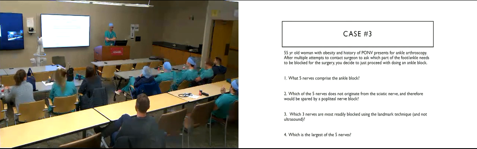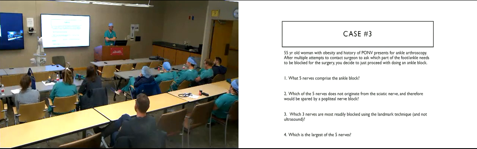All right. Which of the 5 nerves does not originate from the sciatic nerve and therefore would be spared by a popliteal nerve block? That's correct. Now, which 3 nerves are most readily blocked using the landmark technique, i.e. not using the ultrasound? I alluded to this a little bit in the PowerPoint that I sent. You can do landmarks for all of them. If you have an ultrasound, you can block 2 of them pretty reliably with an ultrasound, and then the other 3. I have another good way to remember that.